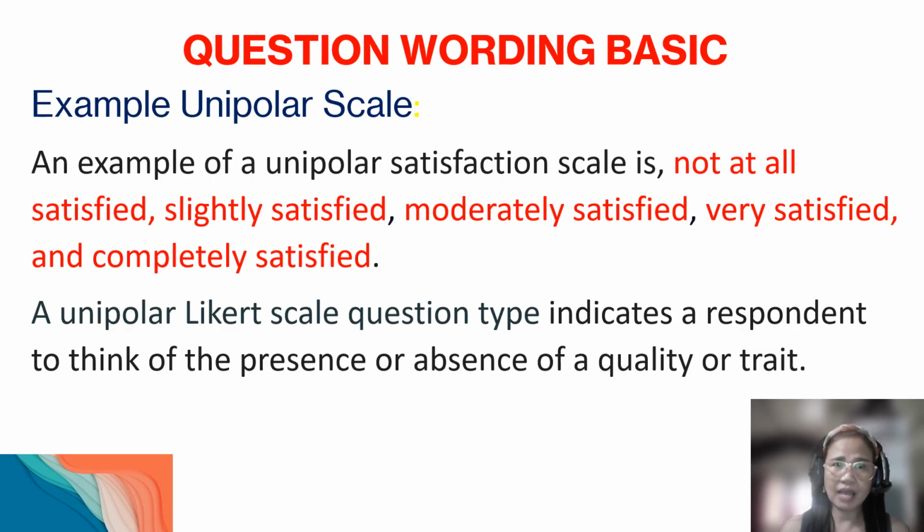An example of a unipolar satisfaction scale: these are the choices: not at all satisfied, slightly satisfied, moderately satisfied, very satisfied, and completely satisfied. A unipolar Likert scale question type asks a respondent to think of the presence or absence of a quality or a trait.